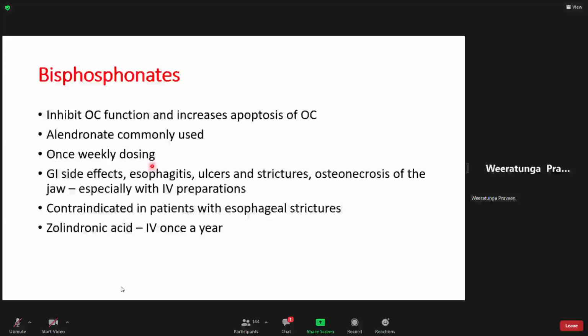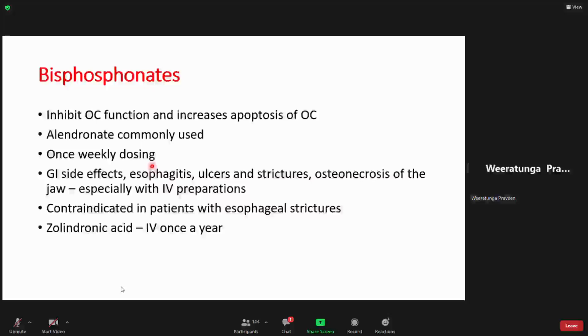But you should know something about bisphosphonates, which are commonly used for osteoporosis management, like alendronic acid. The main action of bisphosphonate is to inhibit osteoclast function. Right? That is the most important mechanism of action. And the common drug that we use, as I told you, is alendronate, which is used once a week.